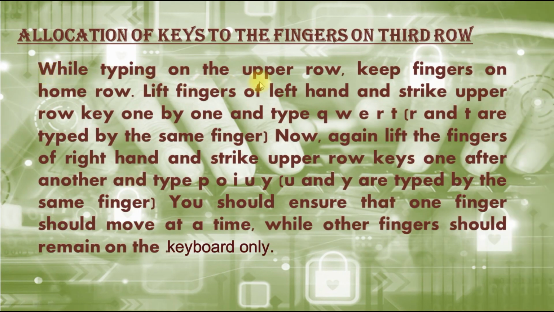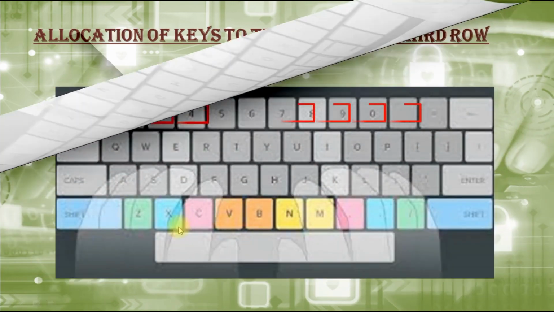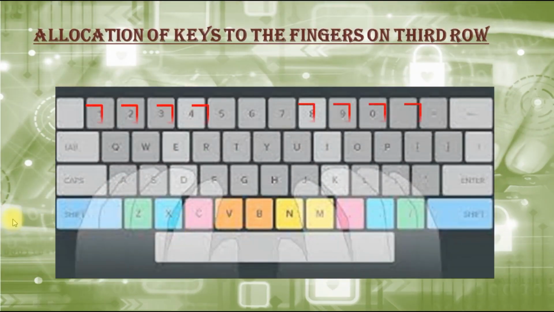Next one is while typing on the upper row, keep fingers on the home row. Lift fingers of left hand and strike upper row one by one and type QWERTY. R and T are typed by same finger. Now again lift the fingers of right hand side and strike upper row keys one after another and type POIUY. U and Y are typed by the same finger. You should ensure that one finger should move at a time while other fingers should remain on the keyboard only. ठीक है. Just see here allocation of keys to the fingers on the third row इस तरह से होनी चाहिए.